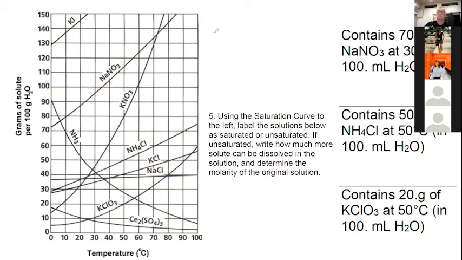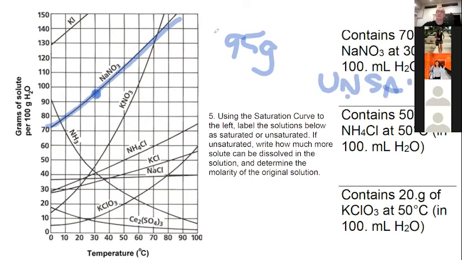So at 30 degrees, here's our line. At 30 degrees, we can dissolve 95 grams in there. We've only dissolved 70, meaning it's unsaturated, and an unsaturated solution can dissolve more stuff. So we could add more salt, more NaNO3 to that if we wanted to, and it would dissolve. That's the meaning of an unsaturated solution. If we have a saturated solution and we added more solute, it wouldn't go into solution.